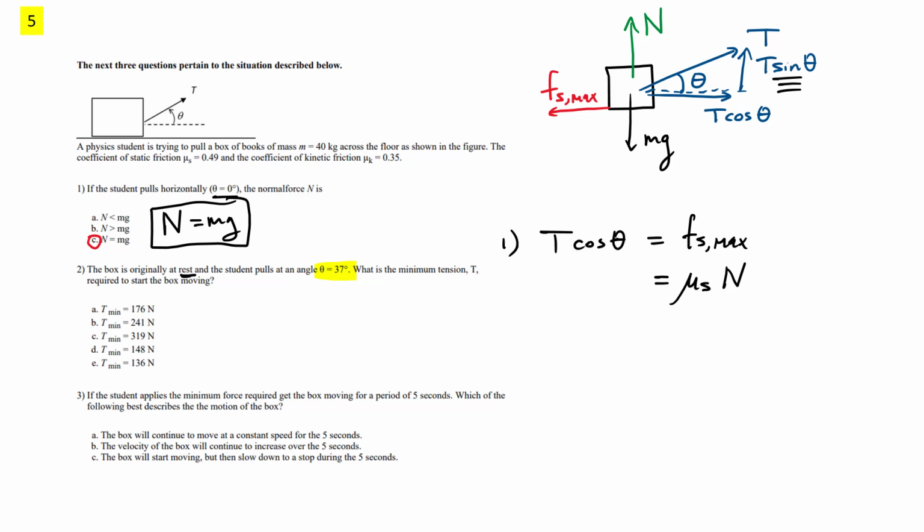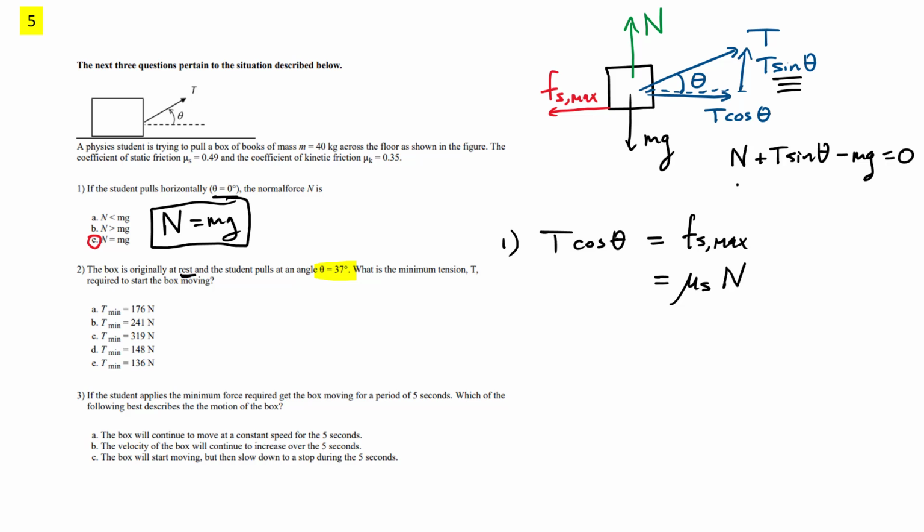So I would call this equation 1. We're going to come back to it. If you look at the forces in the vertical direction, this is what it looks like. You should have the normal plus T sine of the angle theta minus the weight. This equals 0. There is no net force in that vertical direction.